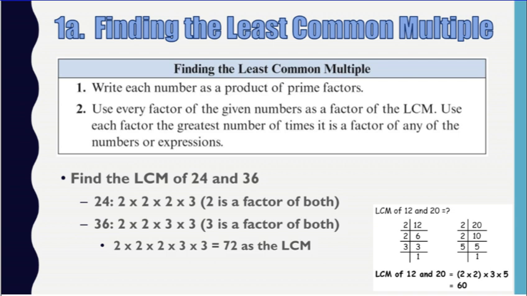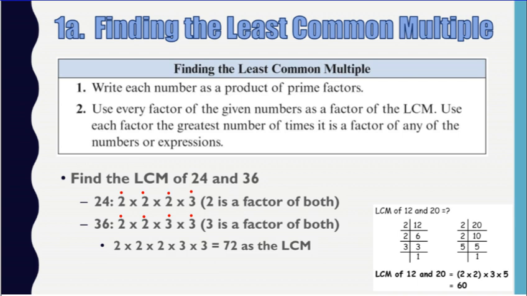So in this example here that's done for you, it says find the least common multiple of 24 and 36. So they broke down 24 with prime numbers, and you have 2, 2, 2, and 3. And then they broke down 36 as 2 times 2 times 3 times 3. And then you look to see what factors are used. You have to use every factor, but you use the amount that's used the most.